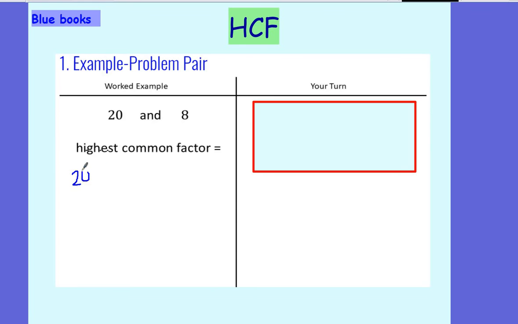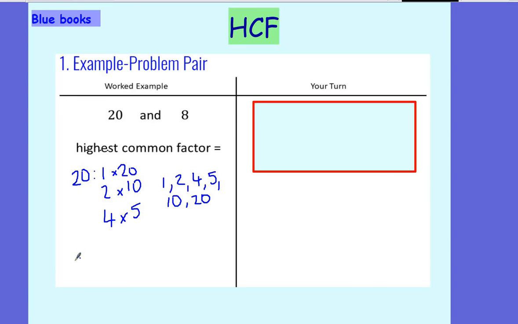So for 20, what factor pairs can I come up with? Dylan, give me one. 1 times 20, I'm going to assume that's what you said. Rowan, give me another. 2 times 10, I'm going to assume that's what you said. And Josh, give me one more. 4 times 5. Fantastic. So my factors are 1, 2, 4, 5, 10 and 20.